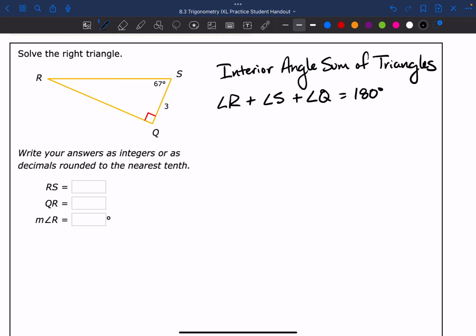We know a few things. We know that the measurement of angle S is 67 degrees. We know that angle Q, this right here, is a 90-degree angle. It's a right angle. That is the reason why it makes a right triangle. So this is 90 degrees. The one that we don't know is angle R. So how can we figure it out? Well, we just need to combine these and subtract from 180. That's all we need to do.